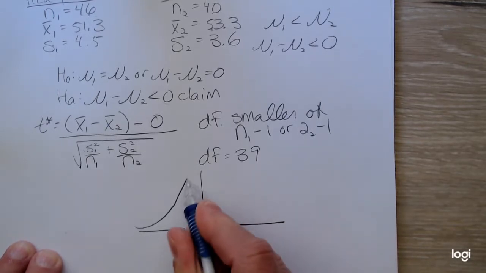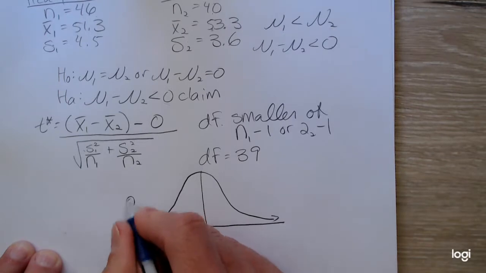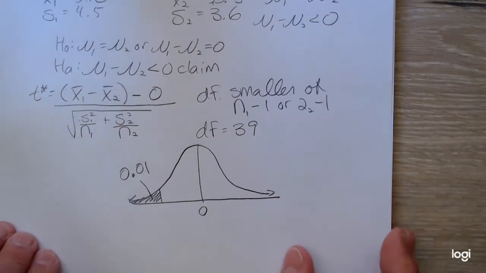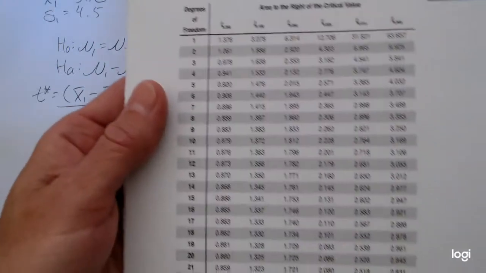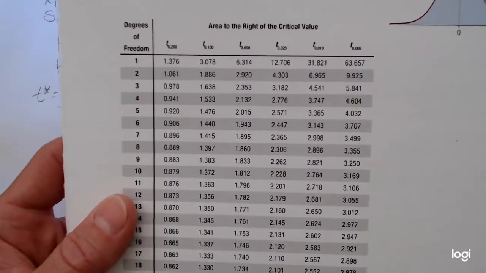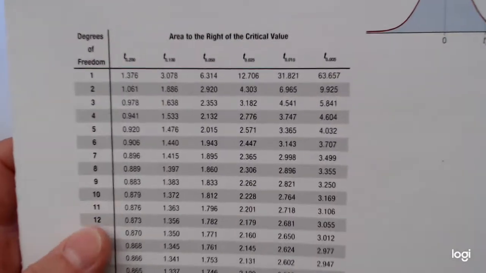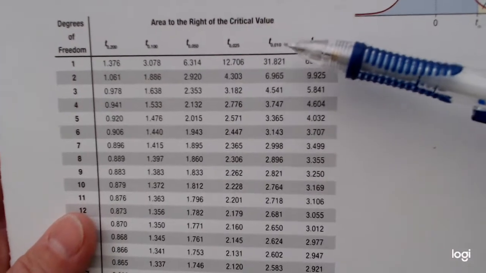So drawing a bell-shaped t distribution, shading in my lower tail area of rejection, the level of significance is 0.01. I expect that critical value to be negative. Degrees of freedom is 39, and this table that I'm currently using, I just have to say, the font is just way too small for someone my age.